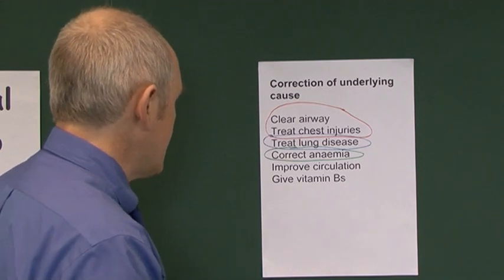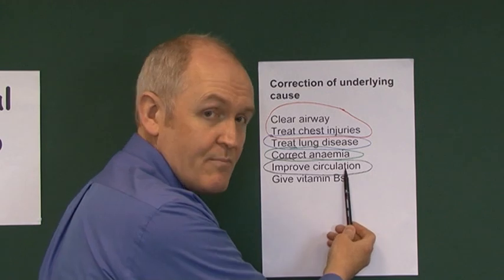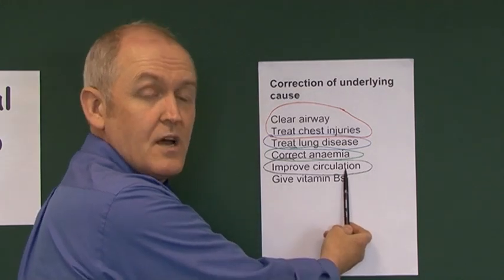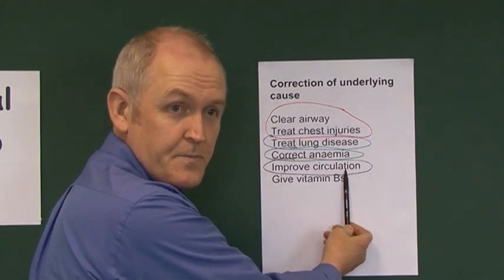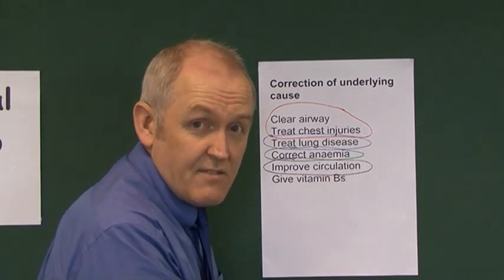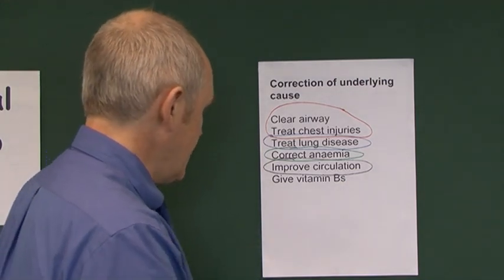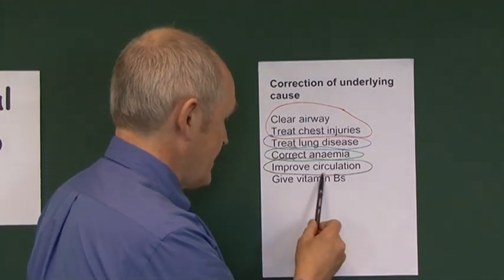It could be that we need to improve the circulation because the patient has stagnant hypoxia. Are they shocked? Okay, give them intravenous fluids. Have they got heart failure? Okay, give them drugs to treat the heart failure. Treat the underlying cause.